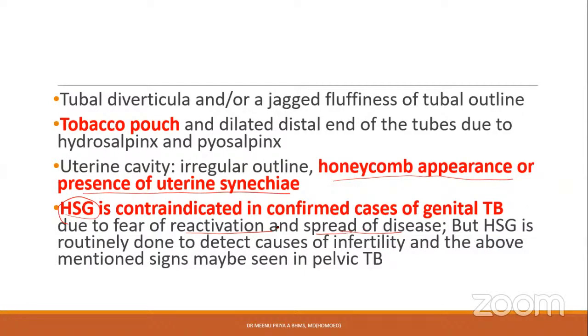HSG is routinely done to detect causes of infertility. If a female comes for infertility, to see the patency of the fallopian tube, for ectopic pregnancy or after PID, the patency of the fallopian tube is gone because there is scarring. So to see the patency, usually in infertility cases, they do HSG. And the above mentioned signs may be seen in pelvic TB.